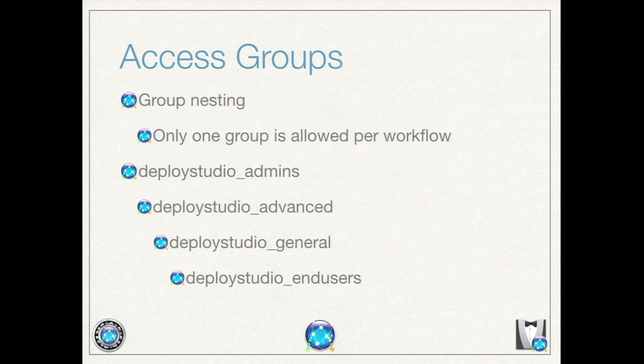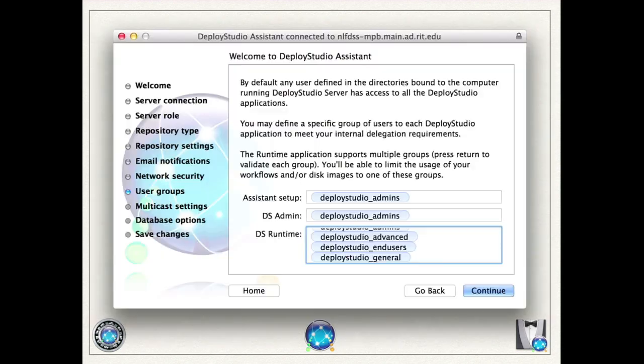One of the things that I recommend with this is something as easy as group nesting. So I have a hierarchy laid out here where end users should be in general, general should be in advanced, and then advanced should be in admins, and that basically makes admins have all of these. I think I said that the right way. Essentially what that'll allow you to do is control those four different levels to the different workflows. And I'll touch more on that in a minute.